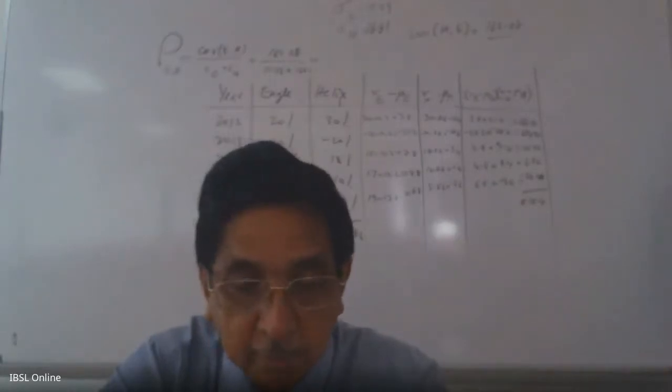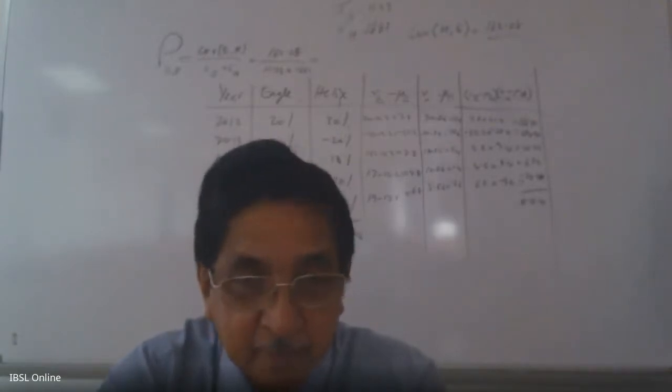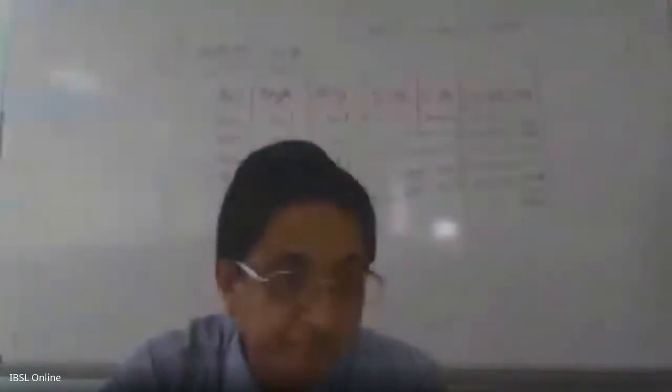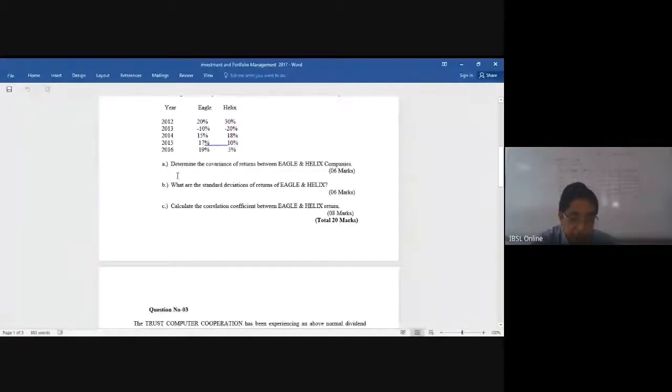Right. Now, there can be another question here, but it is not in the paper, I can just show you that. Here there are only three parts. Calculate the correlation coefficient between Eagle and Helix returns. But there can be another question here, whether the relationship between Eagle and Helix returns is significant. So that is another question which we can ask.